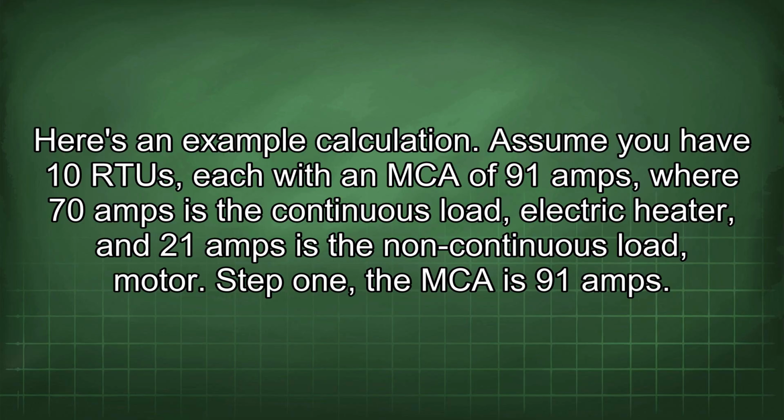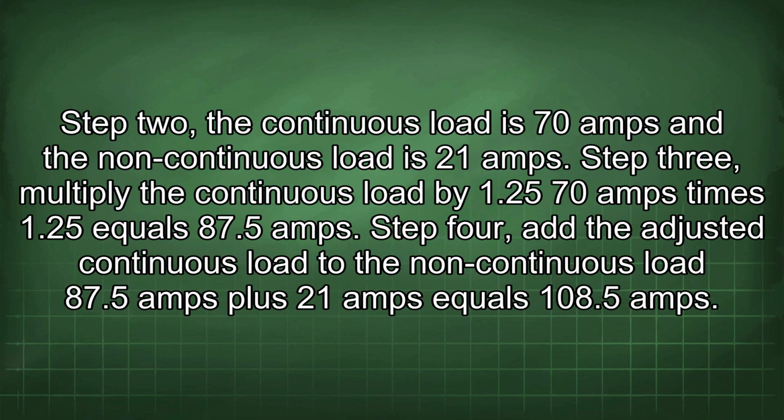Here's an example calculation. Assume you have 10 RTUs, each with an MCA of 91 amps, where 70 amps is the continuous load, electric heater, and 21 amps is the non-continuous load, motor. Step 1. The MCA is 91 amps. Step 2. The continuous load is 70 amps and the non-continuous load is 21 amps. Step 3.